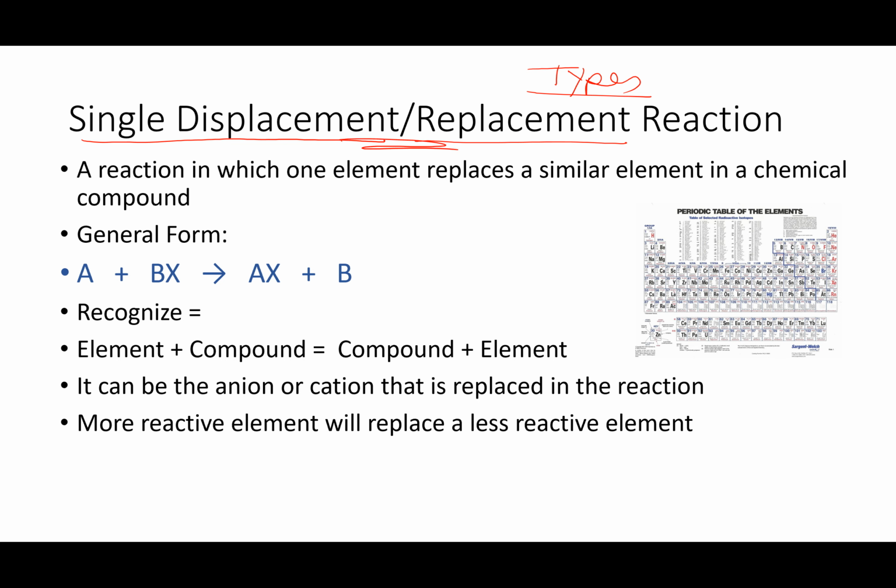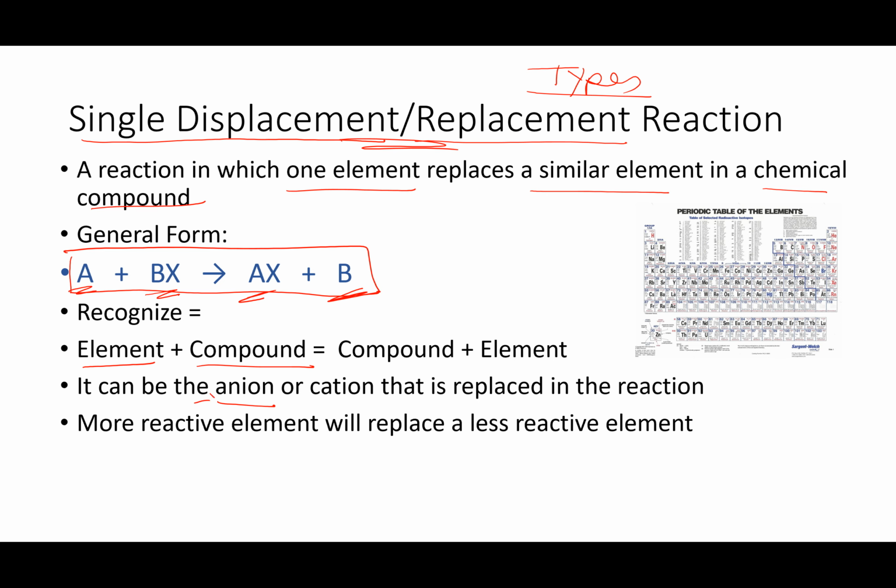A single replacement reaction is a reaction in which one element replaces a similar element in a chemical compound. The generic form of a single replacement reaction is like this. It is an element plus a compound, and it evolves into a compound and an element. And it can either be the negative anion or the positive cation that is replaced in the reaction. A more reactive element is going to replace a less reactive element.